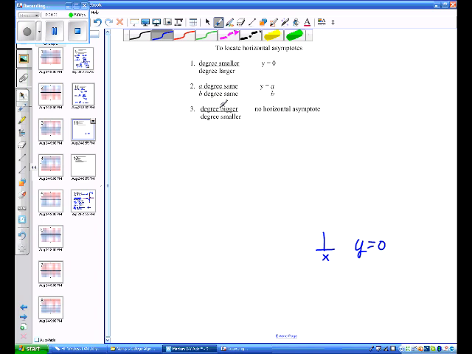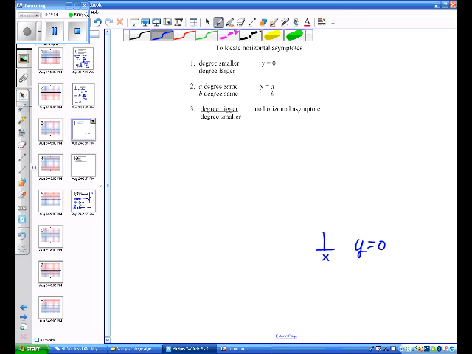And then if the degree of the numerator is bigger, then there's no horizontal asymptote. That's where your graph will be increasing or decreasing, and it's going to just do that as it goes through. So there's no horizontal asymptote. We will find out later in the lesson that if the degree of your numerator is 1 bigger than your denominator, that's where you're going to have slant asymptotes. And we'll look at that in a separate section. But right now we just want to look at our horizontal.